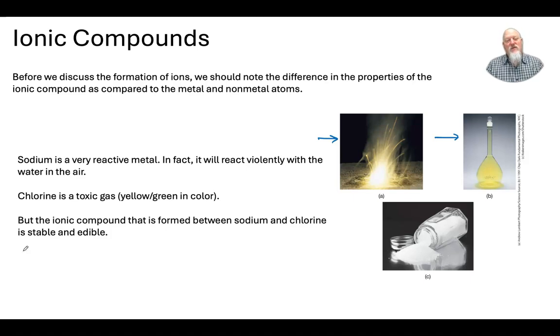However, when I allow them to react and form ions, sodium ions and chloride ions, those are necessary ions in our body. We need a certain amount of sodium and a certain amount of chlorine for our body to work properly. So ions are very different from their atom counterparts. Okay, so that's the beginning of chapter 3, and we'll go on from there.